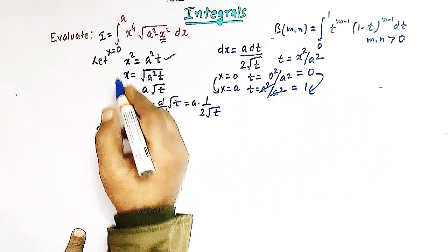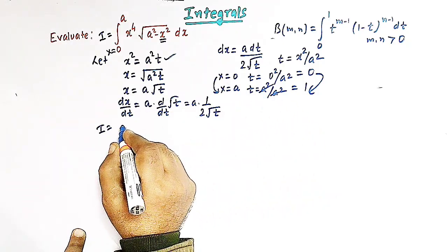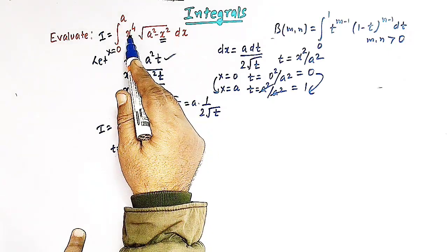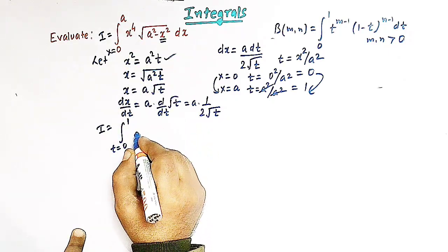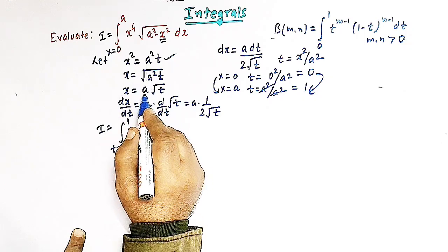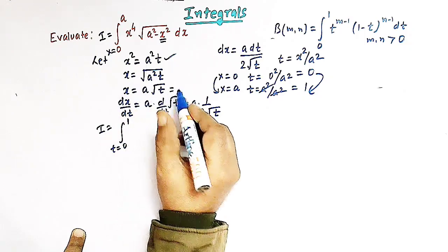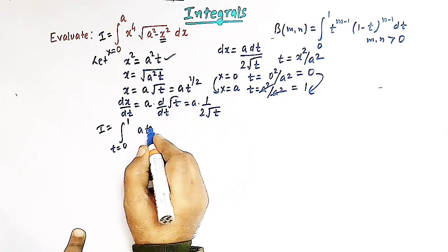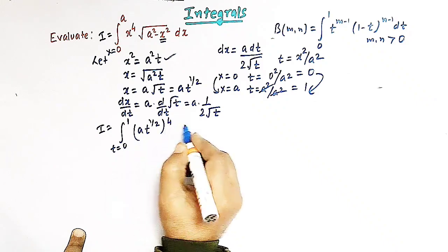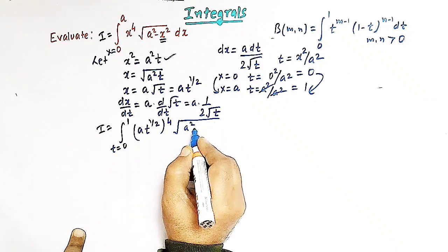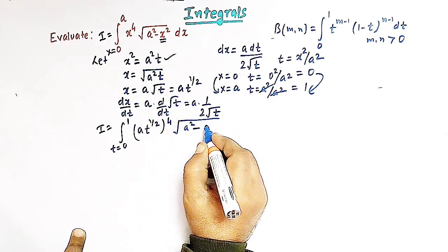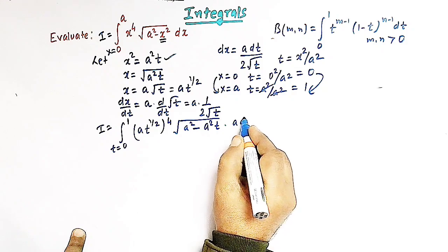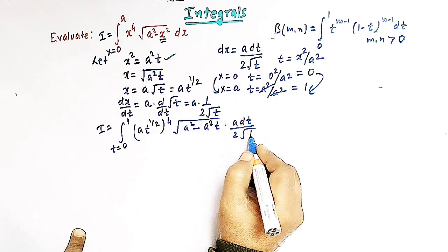Now we can write this integral I in terms of t. We have the limits t equal to 0 to 1, and here we have x raised to 4. We can now write x as a times the square root of t, that is a times t raised to half, and here we have the power 4. Then we have the square root of a square minus x square, where x square is a square t, and dx is given by a dt over 2 times the square root of t.